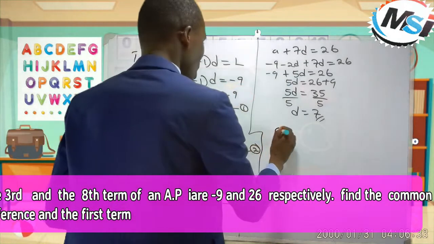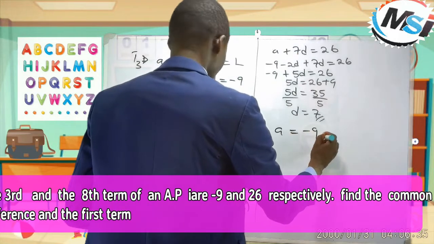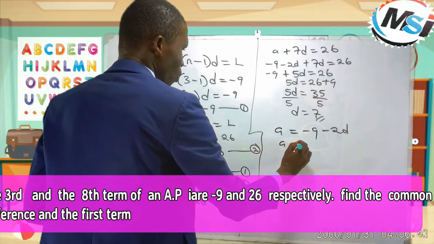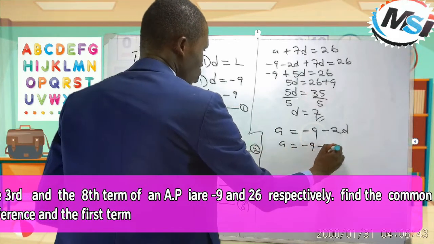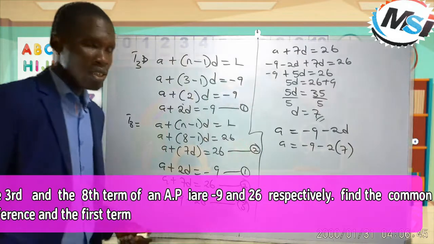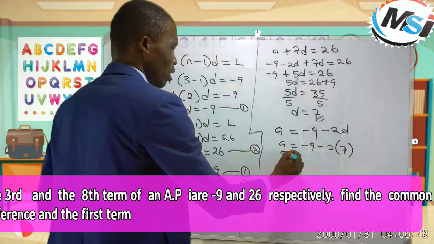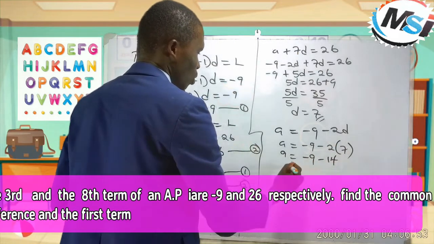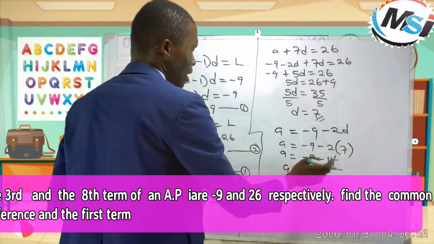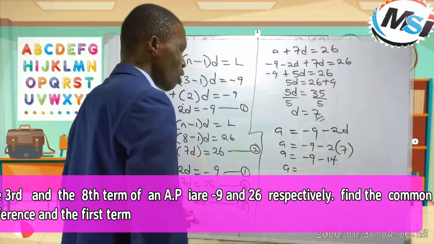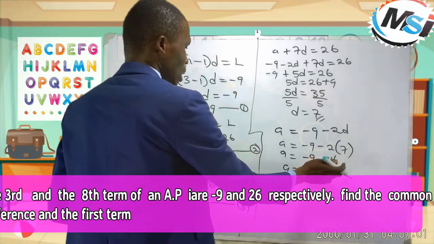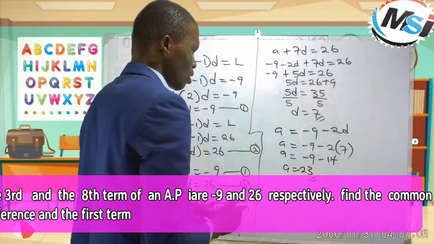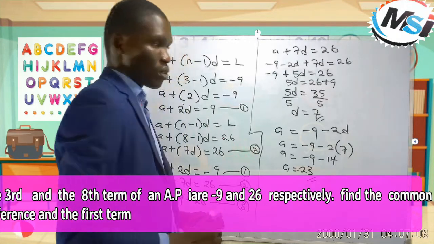So let's solve this. A equals -9 minus 2D. This will give us A equals -9 minus 2 bracket 7, because D is 7. So A will give us -9 minus 2 times 7, which is 14. So A will give us -9 minus 14, which is -23. So the first term is -23. I believe you understand that.